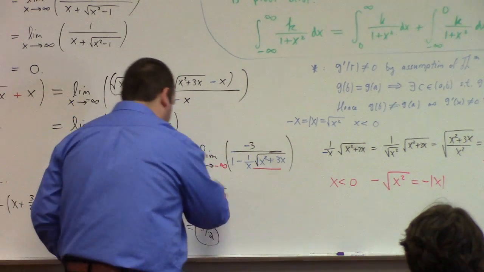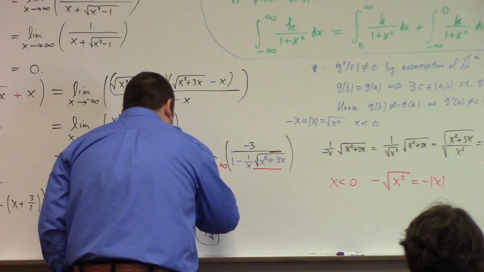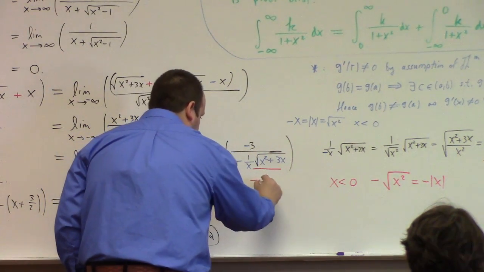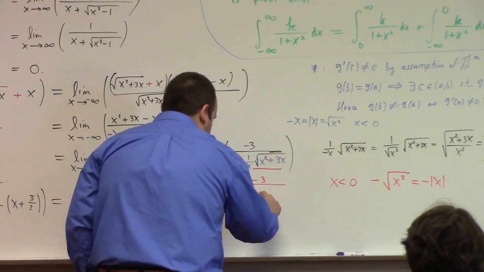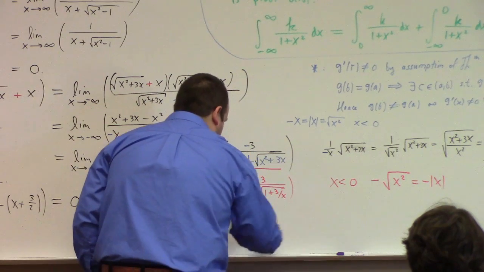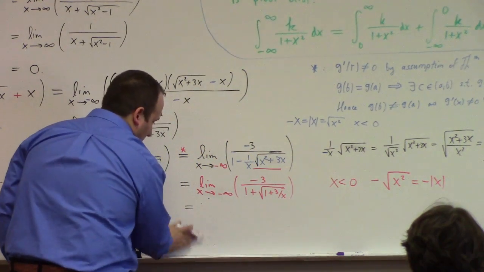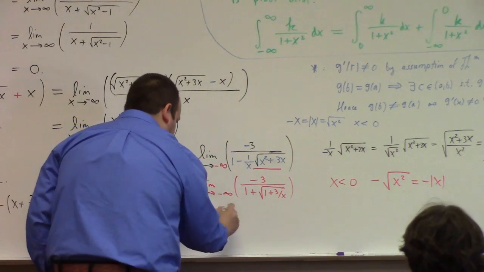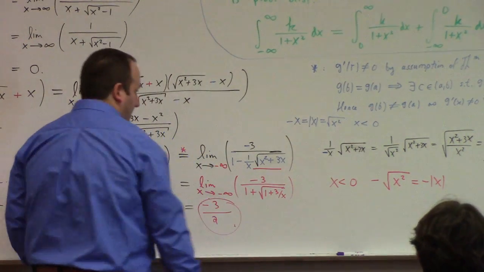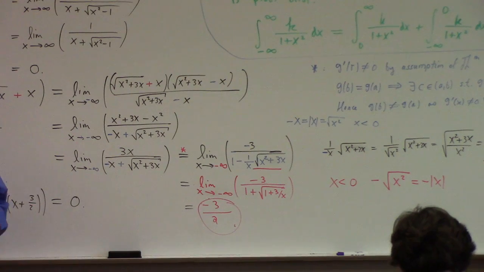So this is the limit as x goes to minus infinity of minus 3 over 1 plus the square root of 1 plus 3 over x, which, by the way, is minus 3 over 2. If you don't pay attention to this subtlety, you will convince yourself that the limit diverges when it actually doesn't.